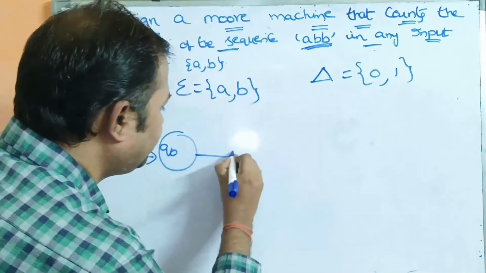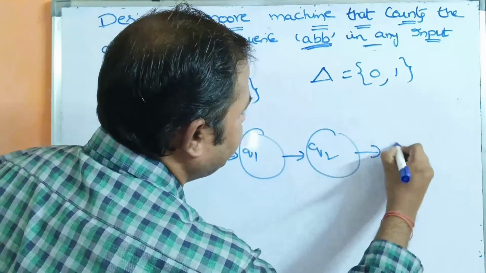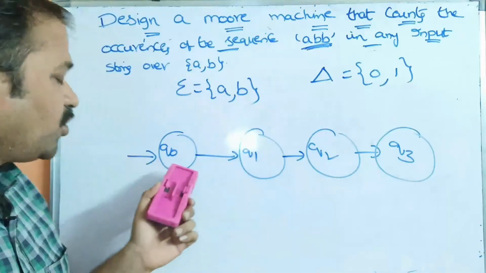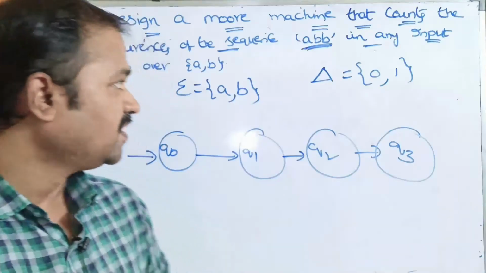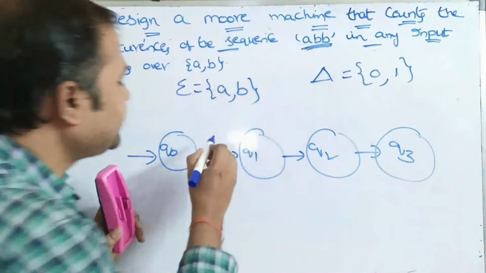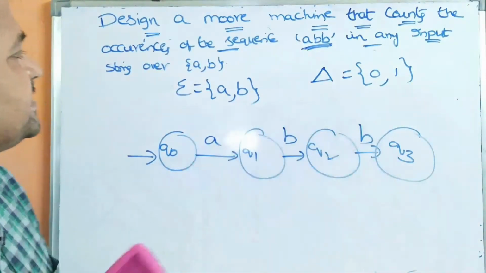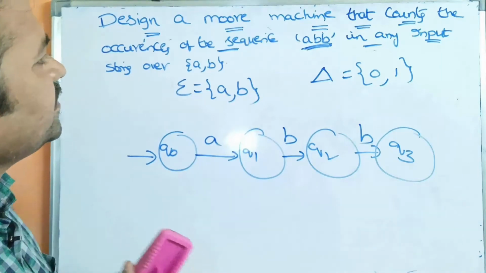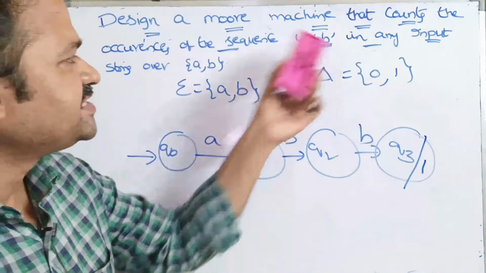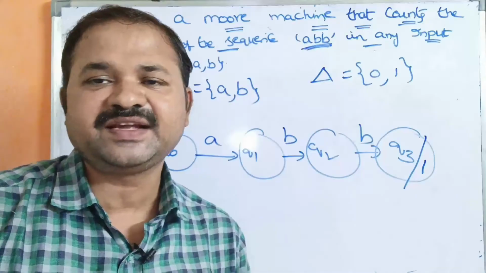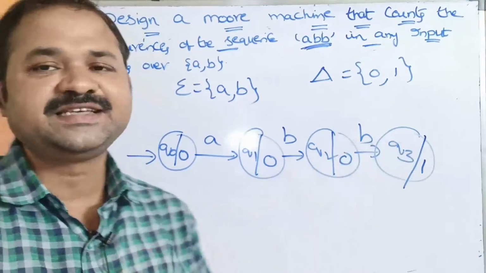So the states of the DFA are first Q0, next Q1, next Q2, next Q3. We know that in a Moore machine we have only the starting state. We don't have any final state. Okay. Next, what is the sequence? ABB is the sequence. If the sequence is ABB, then simply we have to display the output as 1. Whereas if the sequence is not ABB, then let us display 0. So 0 means that the sequence is not found. So 1 means that the sequence is found.